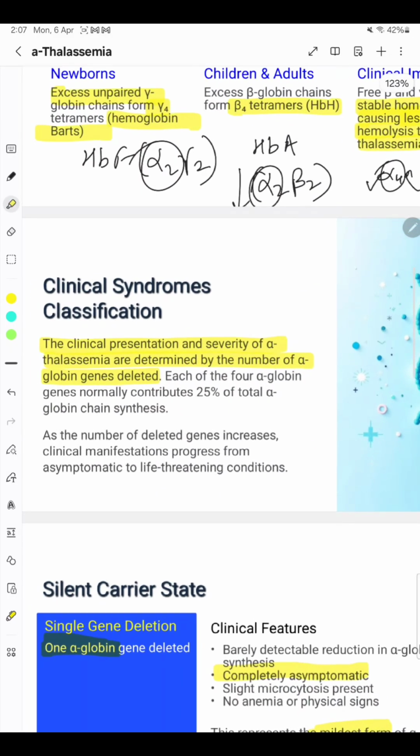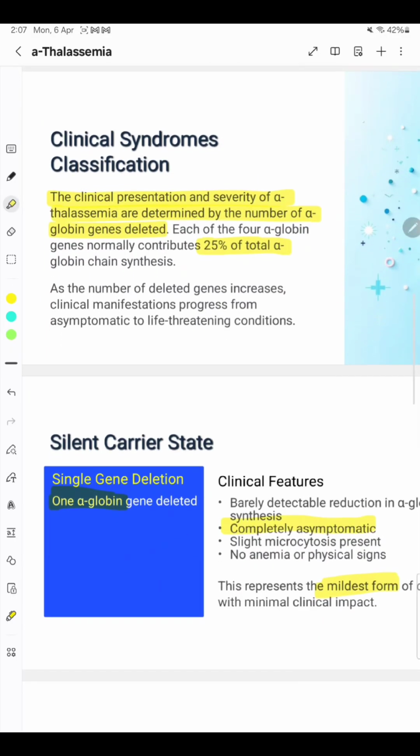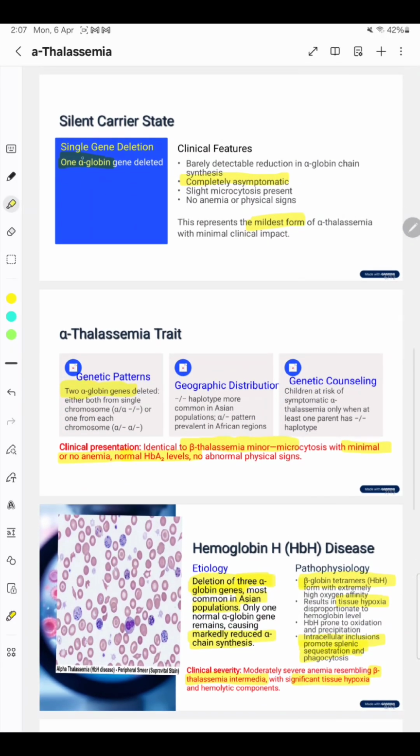Clinical syndrome classification in alpha thalassemia. The clinical presentation and severity of alpha thalassemia are determined by the number of alpha globin genes deleted. Each of the 4 alpha globin genes normally contributes 25% of the total alpha globin chain synthesis. As the number of deleted genes increases, the clinical manifestation progresses from asymptomatic to life-threatening condition. These we have already discussed.